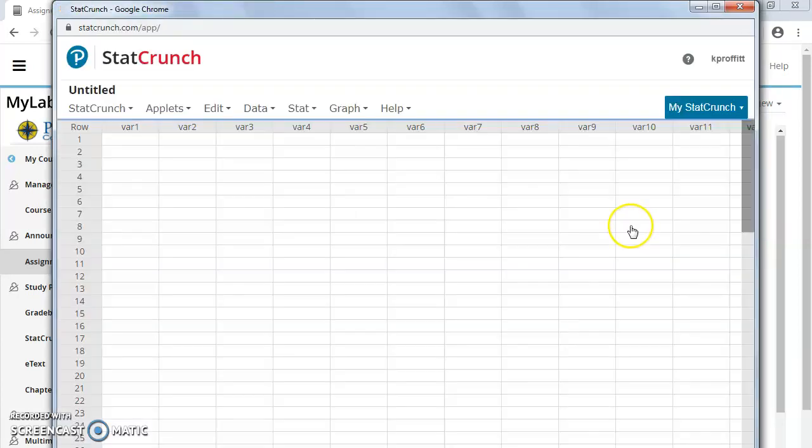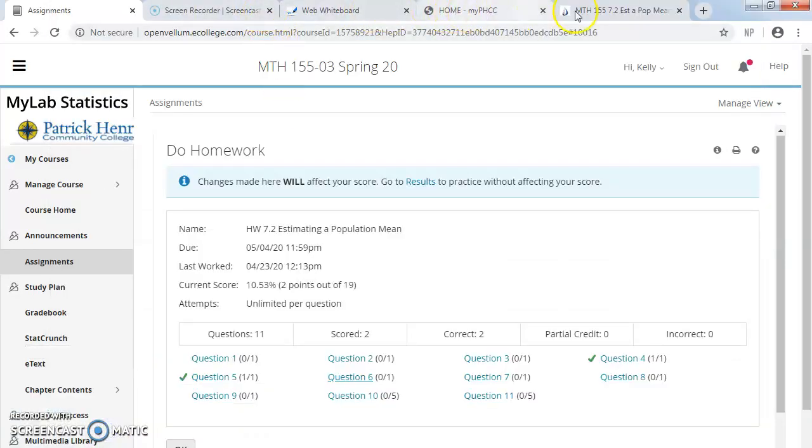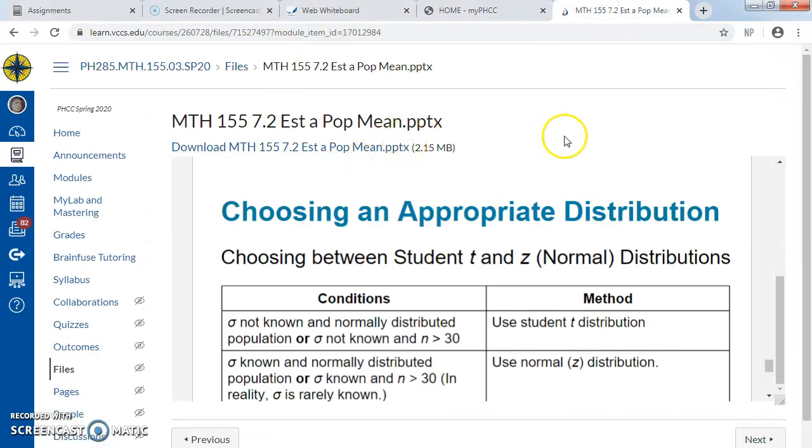Okay, while that's loading, where do you go on StatCrunch? Let me reference this once again. When you go back to the PowerPoint for this section and you're not sure whether to use the T distribution or the Z distribution, you can reference this and it will let you know which one to use. Most of the time we're not going to know the population standard deviation. Very, very rarely do we know that. So we don't know sigma in this case.